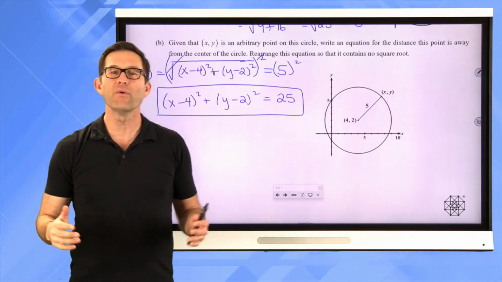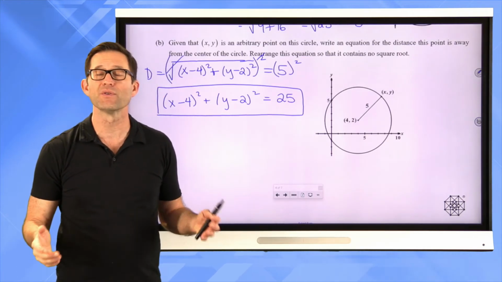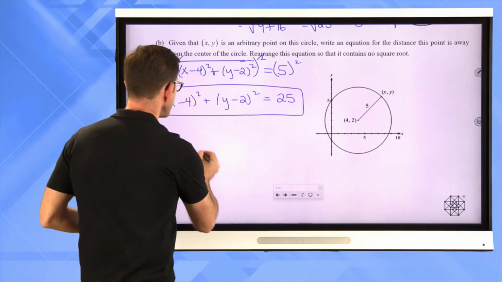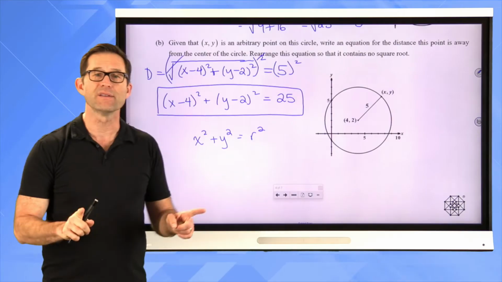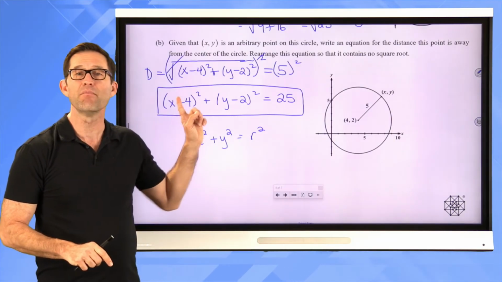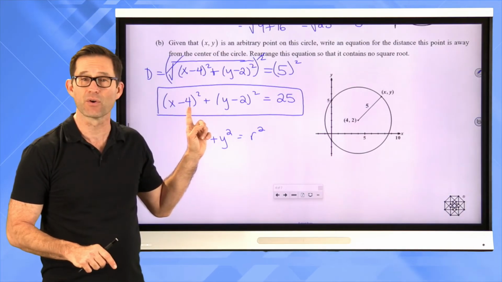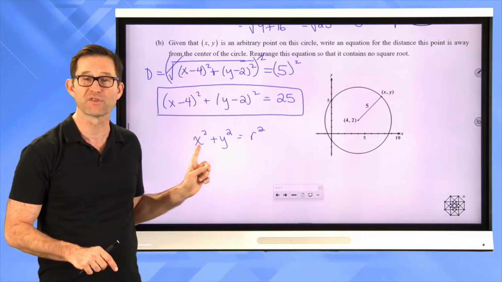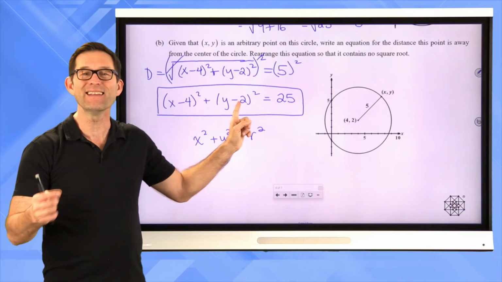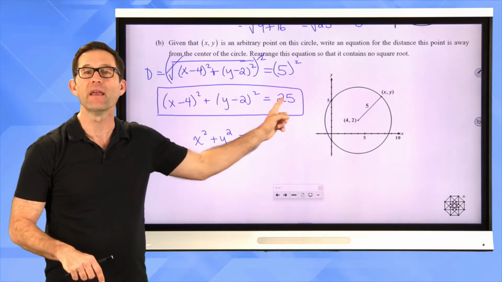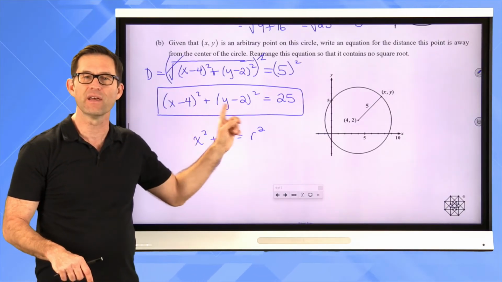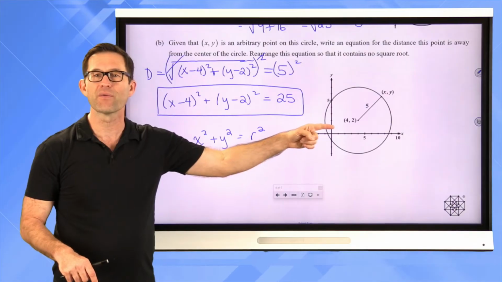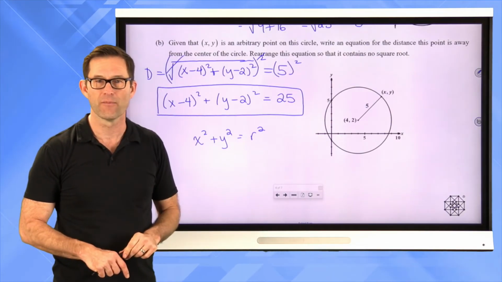Right? Now, by the way, notice how similar this is to the equation of a circle centered at the origin. The equation of a circle centered at the origin was x squared plus y squared is equal to r squared. In this case, we have x minus the x coordinate of the center of the circle, squared, plus y minus its center coordinate, squared, equals r squared. So it's very similar to this. We just have to shift it to take into account that the center is no longer at 0, 0.